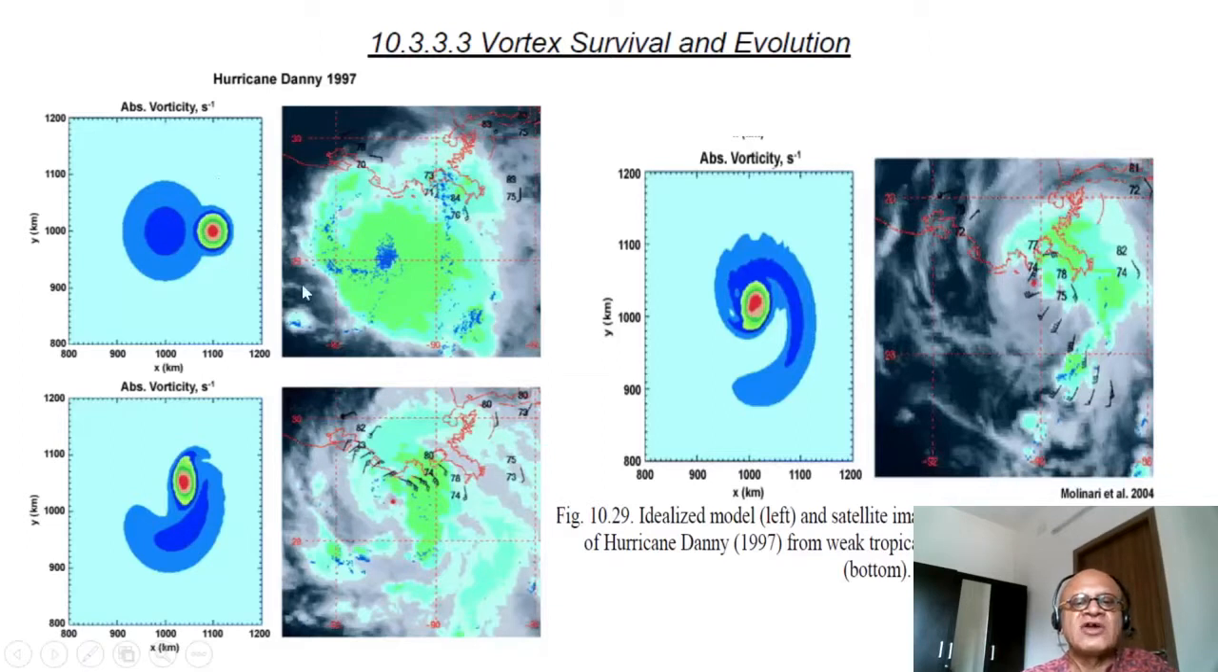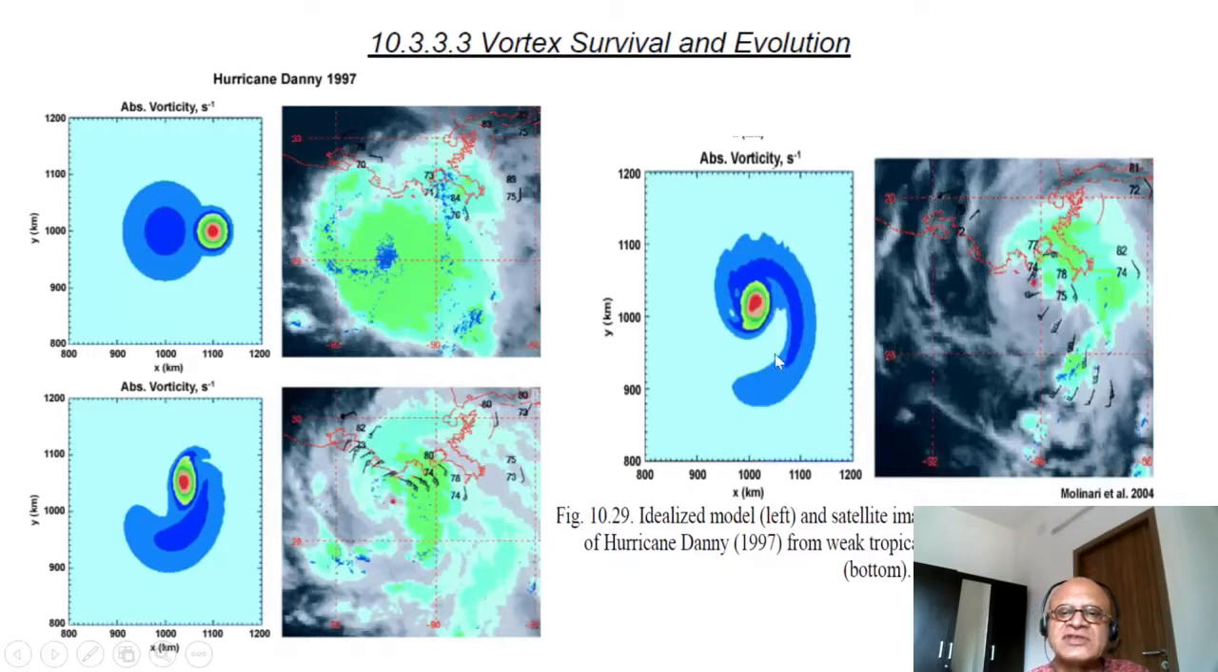But Danny started as a single cyclone in a strongly sheared environment, or a reasonably sheared environment with not a very good structure, but the shear managed to tilt it and create a secondary vortex, as you can see, that managed to then pull energy from the environment and become a vortex that survived and grew into a cyclone. So here are the model simulations, idealized model and satellite imagery, depicting the development of Hurricane Danny from weak tropical storm to marginal hurricane here.